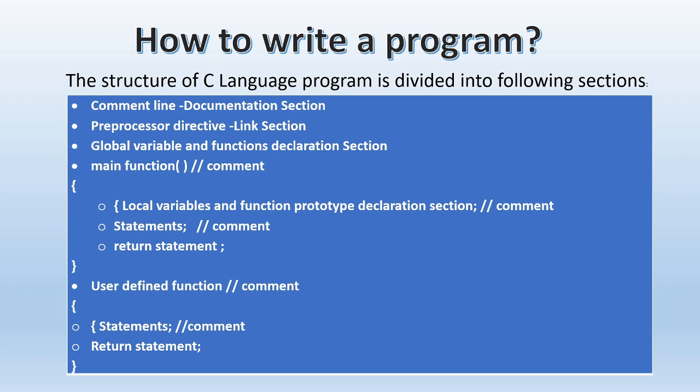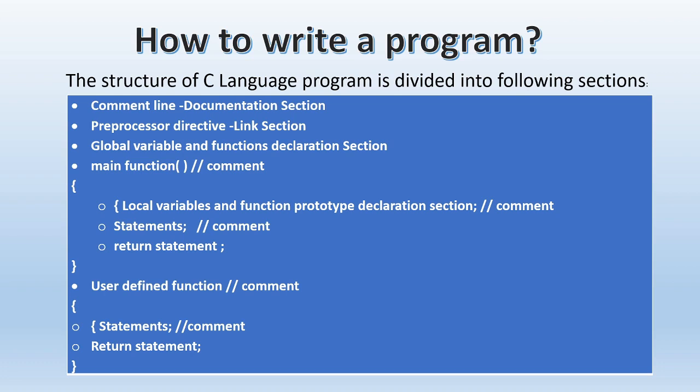Global variables are those variables or functions which are not defined within any function, and they can be accessed by all other functions in the main program. So after having global variable and function declarations, you have your main function, and within the main function you declare certain variables, constants, and functions, and all these are local to the main function.